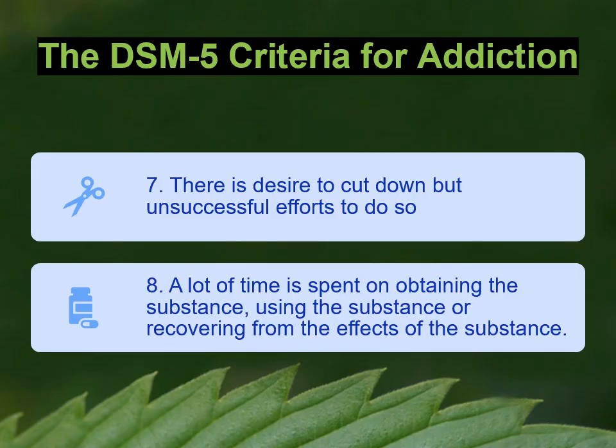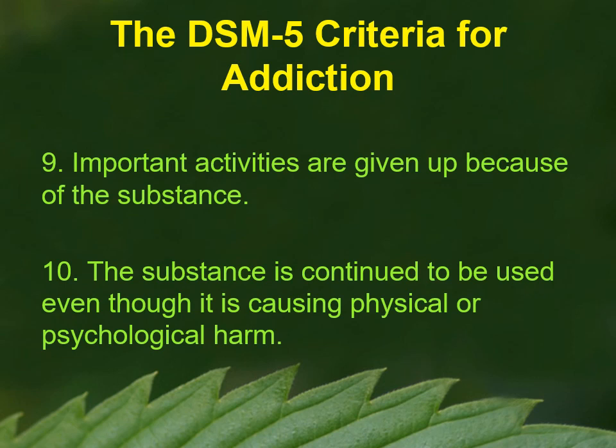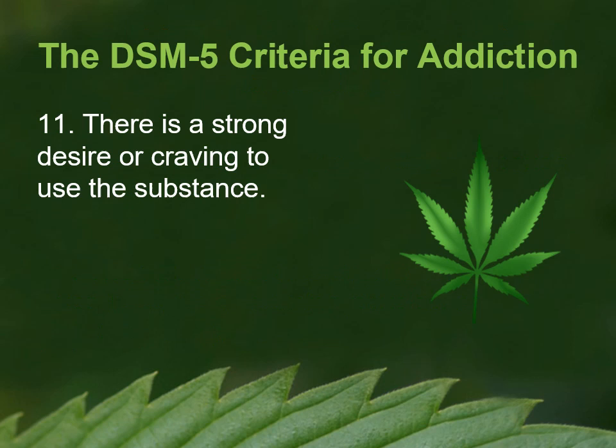The 7th criteria is that the patient has a desire to cut down, but unsuccessful efforts to do so. Also, a lot of time is spent on obtaining the substance, using the substance, or recovering from the effects of the substance. Another criteria is important activities are given up because of the substance, or the substance is continued to be used even though it causes physical or psychological harm, or there is a strong desire or craving to use the substance.